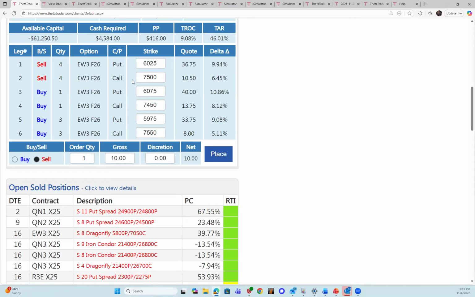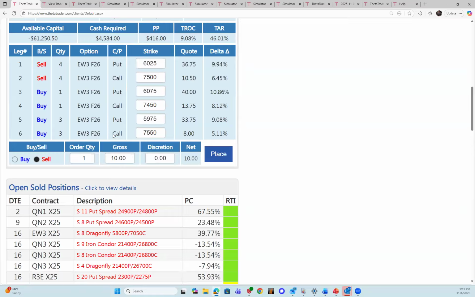Same thing with these calls. The delta is 6.45. So you've got 93.5% probability that the calls you're selling to someone else will expire out of the money. And therefore, you're going to be in good shape if that's the case. So you're looking at these higher probability outcomes. That's why the algorithm has selected to sell these puts and calls.